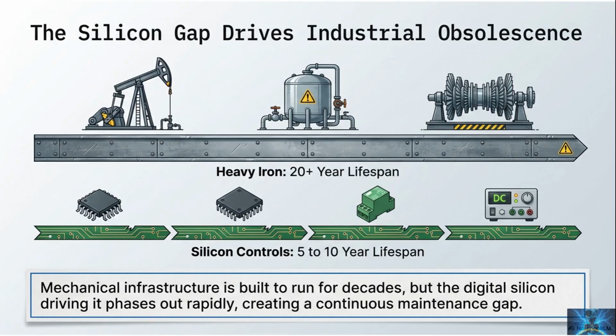The silicon gap drives industrial obsolescence. Heavy industrial equipment can easily run for decades, but the electronics and control components around it often have a much shorter life, sometimes only 5 to 10 years. That mismatch creates a constant maintenance gap. The machine is fine, but the silicon brain gets phased out.